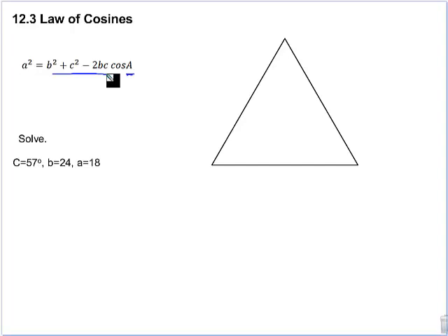Okay? So we're going to try this example. It says solve: angle C is 57 degrees, side B is 24, and side A is 18. Since we know angle C, what side measurement are we going to be able to find? Side C. If you want to use a triangle as a diagram, you certainly can. So here C is 57 degrees. Side B, so opposite of it is 24. Side A, opposite of it is 18. And to solve it, we can first find our side C.